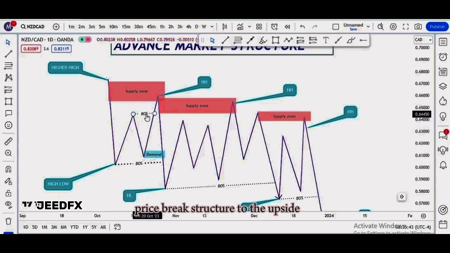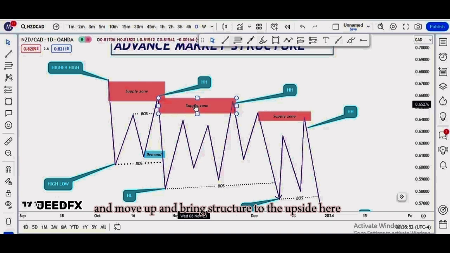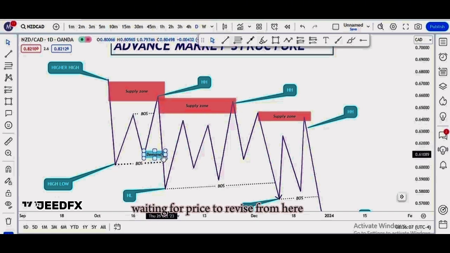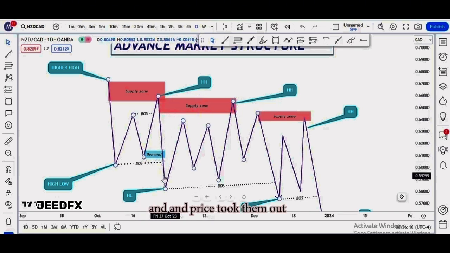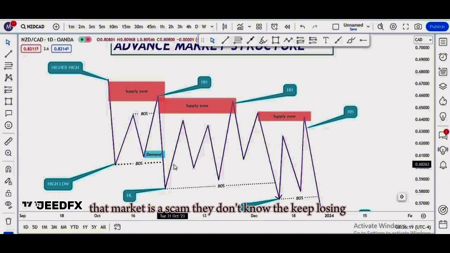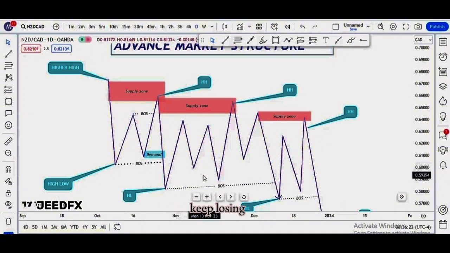Price breaks structure to the upside. You are waiting for price to come back to our demand zone, move up and break structure to the upside here. That is where a lot of people get it wrong. They go to the smaller time frame, mark their break of structure there, put their demand zone here, waiting for price to reverse from here, and price took them out. They keep complaining that the market is a scam, and they keep losing, and they don't know they are the one doing it wrong.